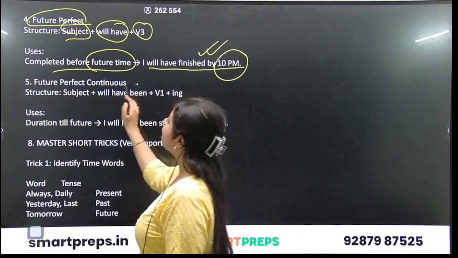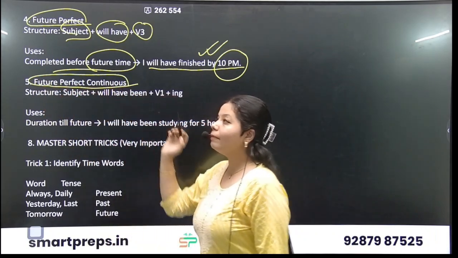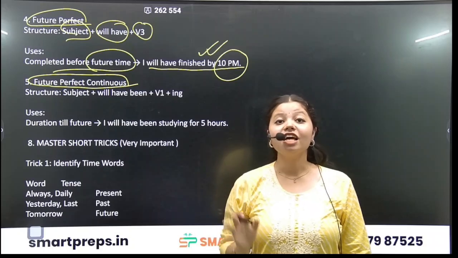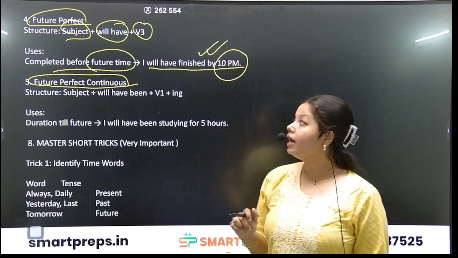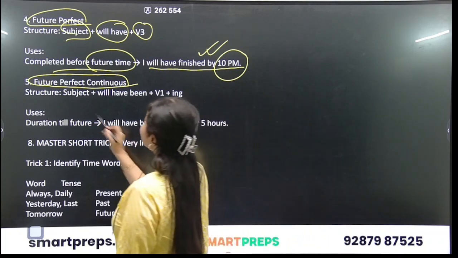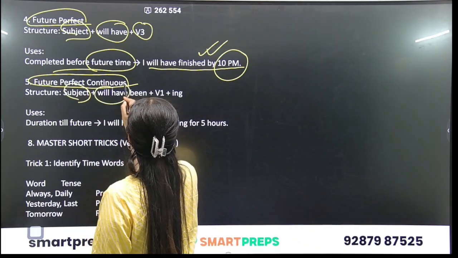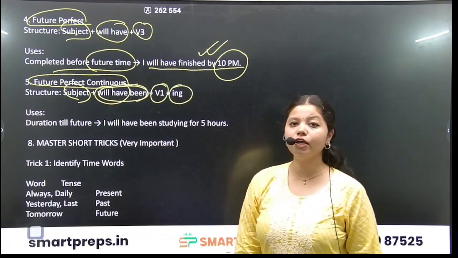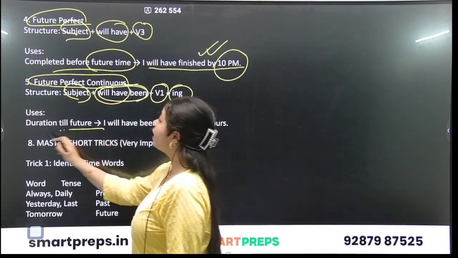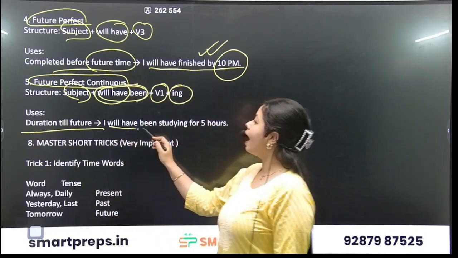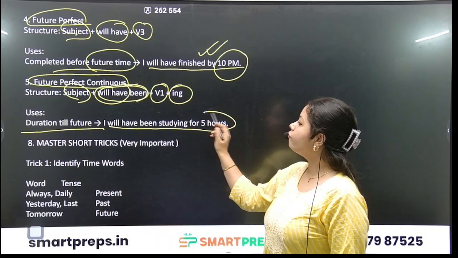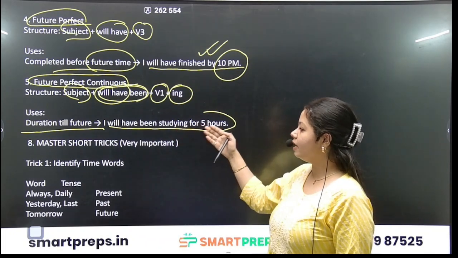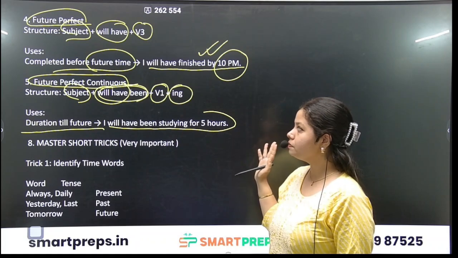Next is future perfect continuous. Remember, the future tense, the type 3 tense, has 5 subtypes. Now, the structure is what? Subject plus will have been, then verb plus ing. Usage is duration till future. I will have been studying for 5 hours.